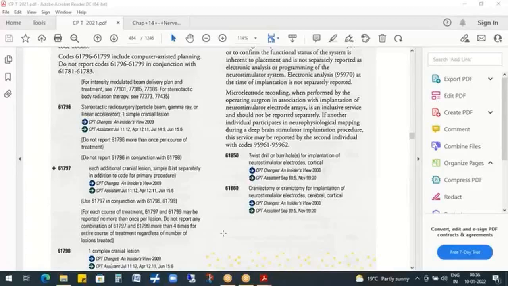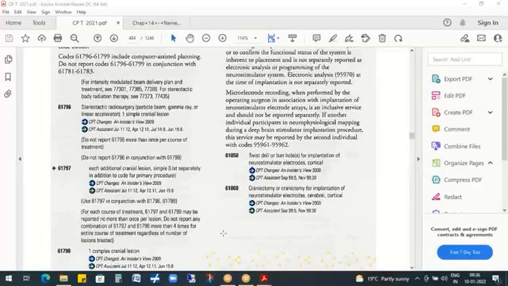Now see the parenthetical note under 61797. No more than once per session. Do not report any combination of 61797 more than 4 times for the entire course of treatment. We cannot report more than 4 times. Is that clear? Yes, sir.